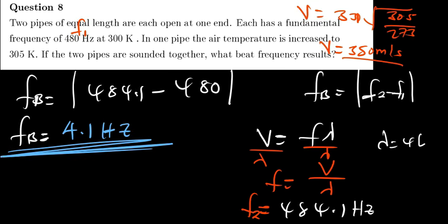That was the difference in frequency when you have two pipes and you play them, so you hear beats. The difference in those two frequencies is 4.1 hertz.